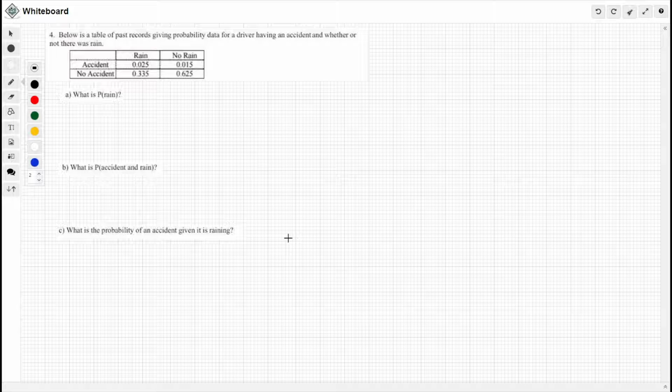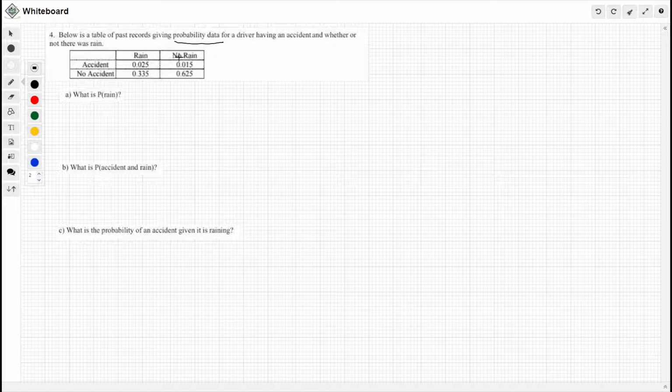Next up, we have problem number 4. Below is a table of past records giving probability data for a driver having an accident and whether or not there was rain. It's important to note that this is probability data. This isn't inches of rain. This is the probability that somebody fell into one of these categories.